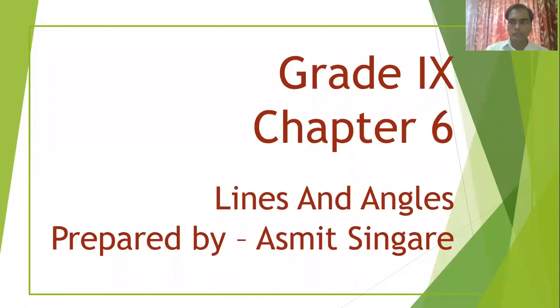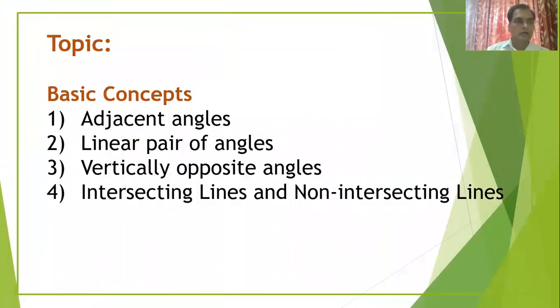Today we are going to see Chapter 6 Lines and Angles of Grade 9. The topics which we are going to study today are mainly four basic concepts. First is adjacent angles, second linear pair of angles, third vertically opposite angles, and fourth intersecting lines and non-intersecting lines.